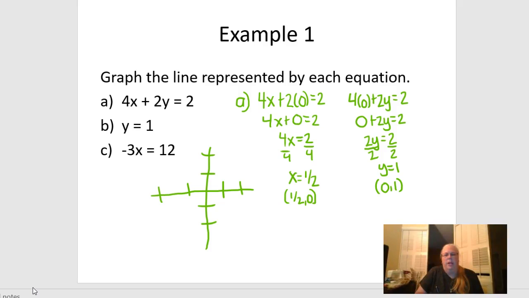All right, my x-intercept is at 1/2 and 0, so that's going to be about right here. My y-intercept is at 0, 1. That's going to be right here. So the graph of this line is going to do something like that right there. It should connect the two dots there. Let's try that again. See if I can draw a better line this time. There we go. And that's what our picture is going to look like for A.